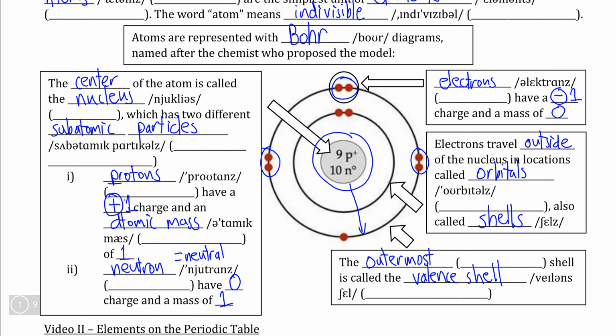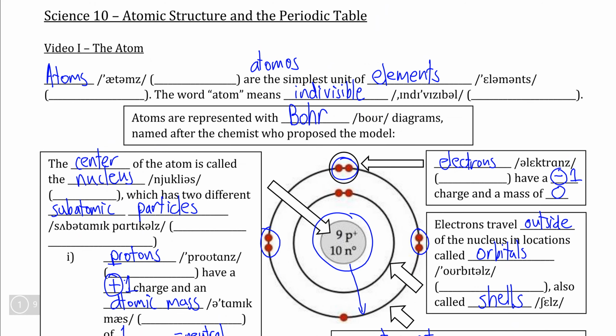And the valence shell and all the electrons within the valence shell are very important in terms of understanding the behavior of atoms. In the next video, we'll take our knowledge of the structure of the atom and look at how the atoms are organized on the periodic table of the elements.